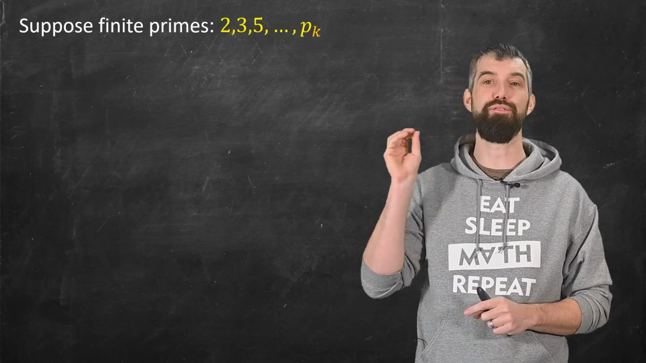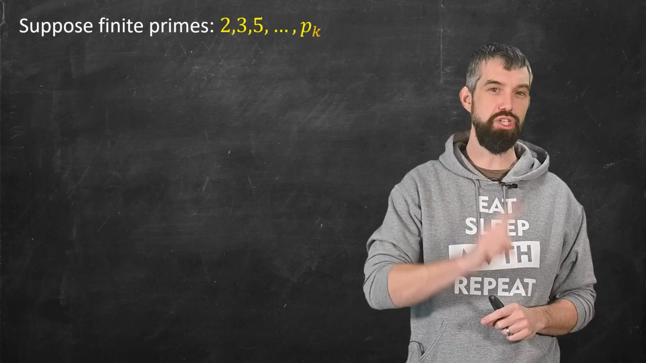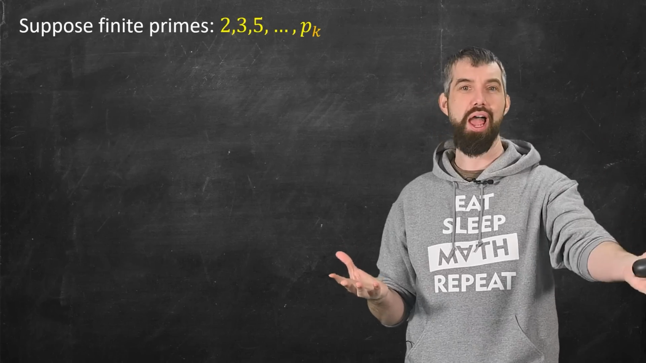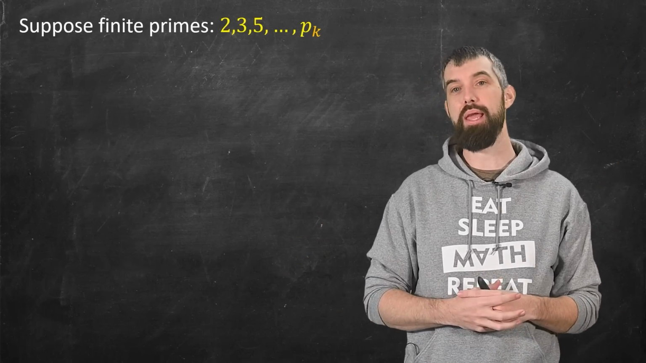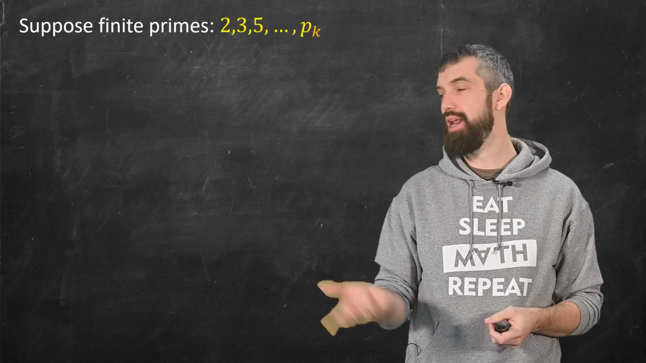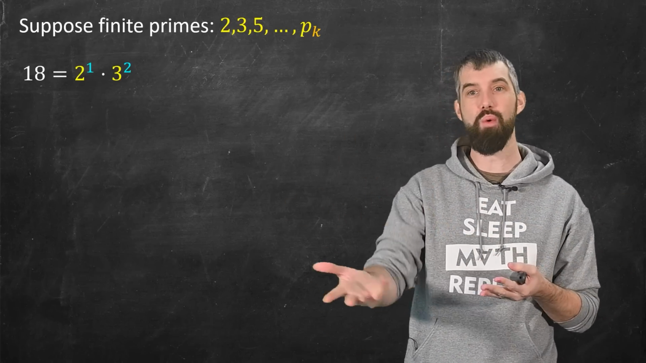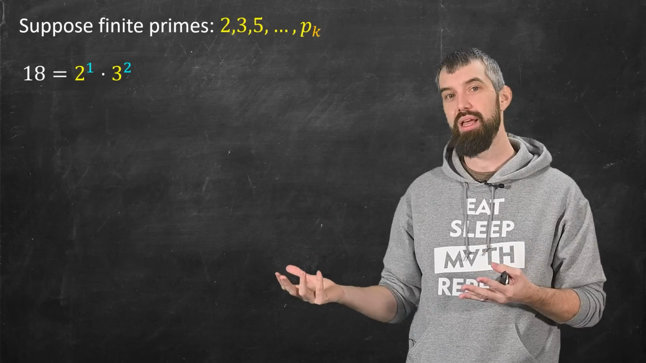Let's suppose that there's a finite number of primes. There's 2, there's 3, there's 5, and then there's some largest finite prime. I don't know what it is, we'll call it p sub k. One of the great things about primes is that you take any number like 18, you can write it as a product of primes. It's like 2 to the 1 times 3 squared, so 2 times 9 is 18. But you can do this in general.